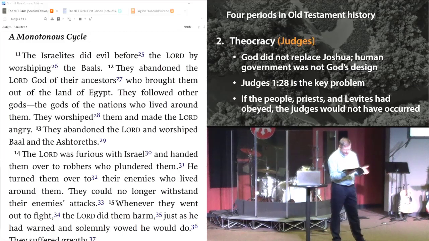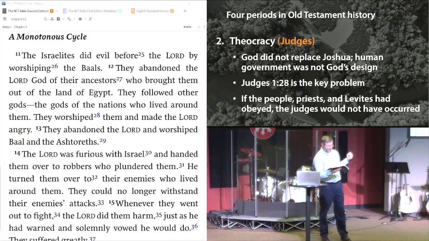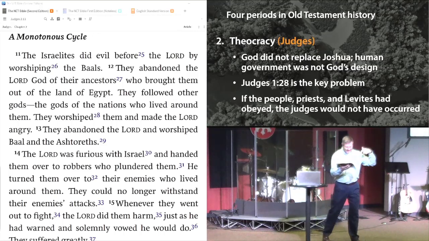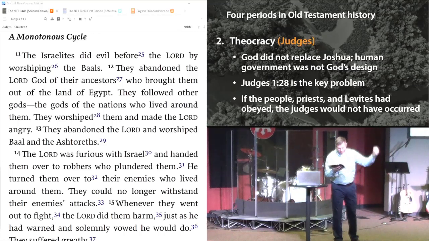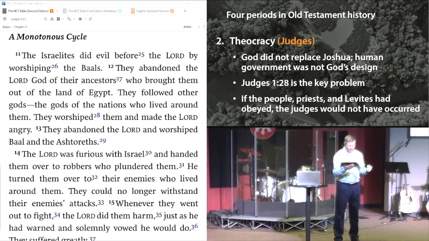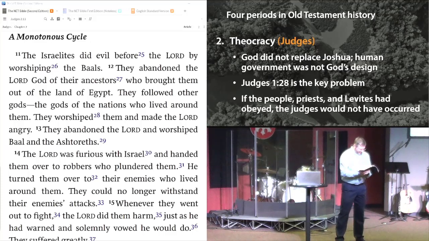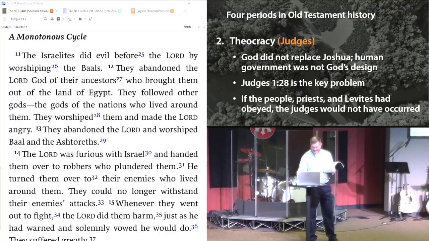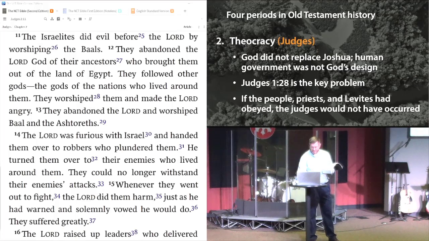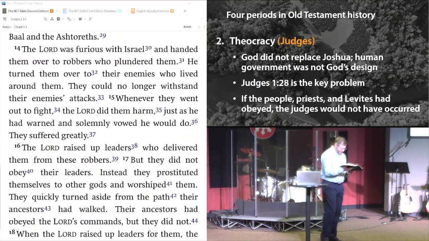They abandoned the Lord God of their ancestors, who brought them out of the land of Egypt, by the way. They followed other gods, the gods of the nations who lived around them. They worshiped them and made the Lord angry. They abandoned the Lord and worshiped Baal and the Ashtoreths. And the Lord was furious with Israel, and he handed them over to robbers who plundered them. He turned them over to their enemies who lived around them.